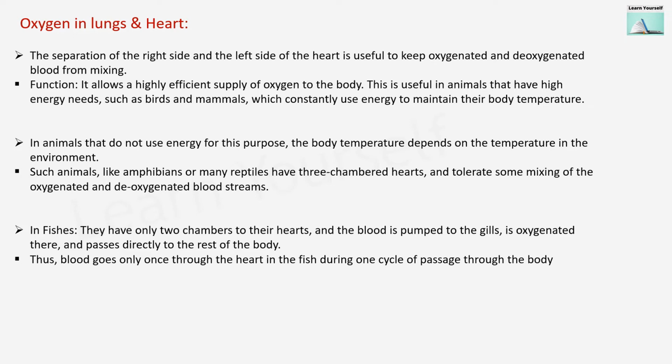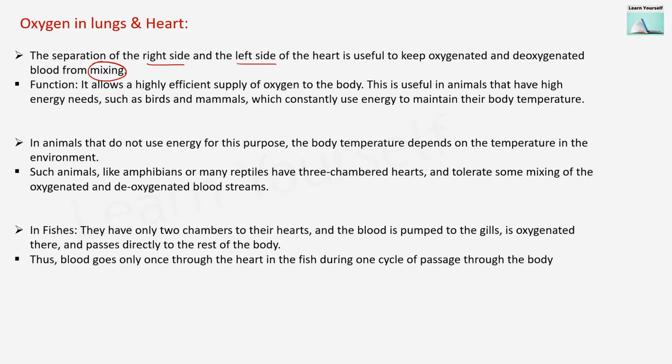Now let us see some of the important features when oxygen will be in lungs and into the heart. The separation of right side and left side of the heart is useful to keep oxygenated and deoxygenated blood from mixing. So these two bloods, that pure blood and impure blood, will not get mixed because of this bifurcation of right side and left side of the heart.